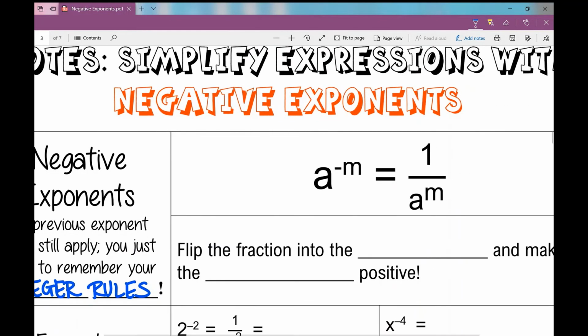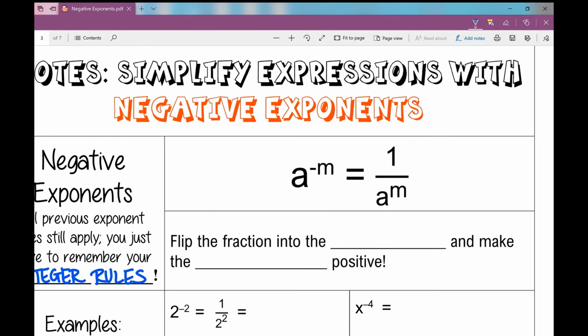So when I have negative exponents, such as a to the power of -m, all I'm going to do is flip the fraction into the reciprocal. That just flips it. So 1 over a to the power of m, and I make that exponent positive. A lot of students really like to write this over 1. When I take the reciprocal, I flip it, and then this exponent becomes positive. So let's look at some examples.